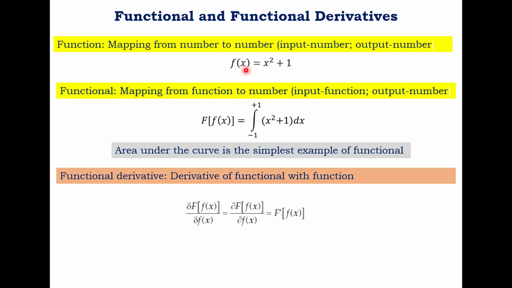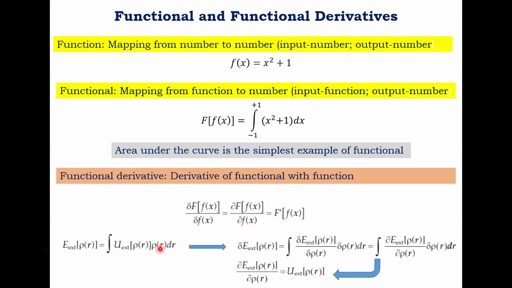Now, the functional derivative: the derivative of a functional with respect to a function. This is represented by F prime of the functional with square brackets f(x). This is basically the derivative of a functional with respect to a function, for example, delta F[f(x)] upon delta f(x). This is simple.